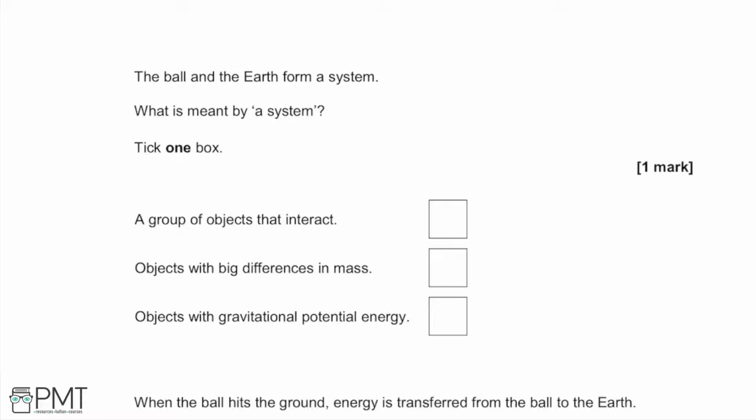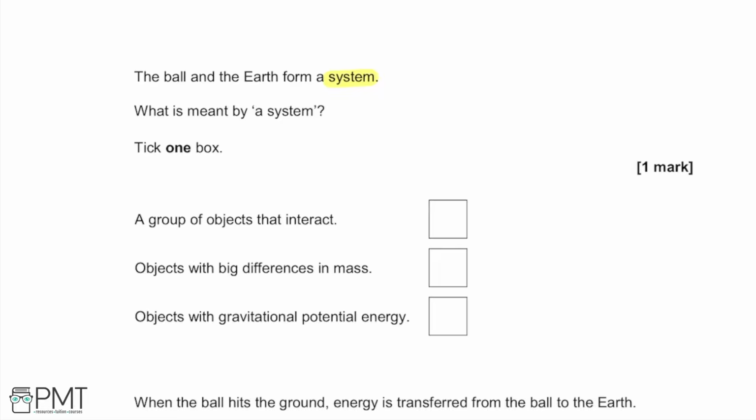Here we're told the ball and the earth form a system, and we're asked what's meant by a system and to tick one of the below boxes. So firstly, we have the option a group of objects that interact, and the ball and the earth do interact. These are two objects that are going to be interacting in this reaction. And then we have objects with big differences in mass. They do have a big difference in mass. However, this isn't a required criteria for them to be in a system together.